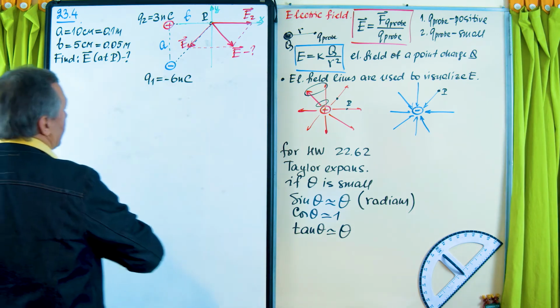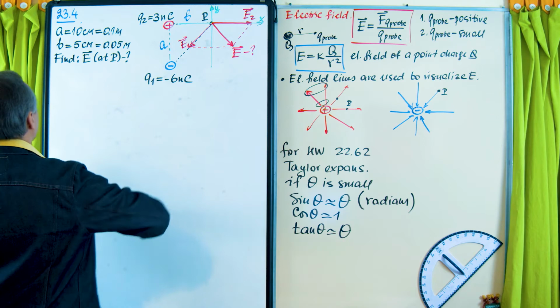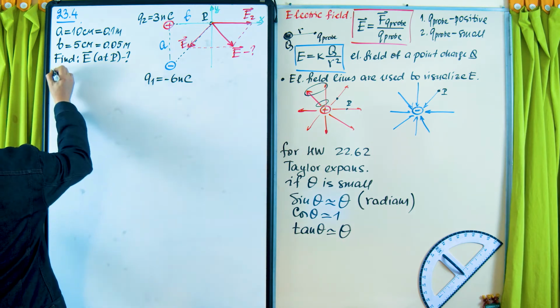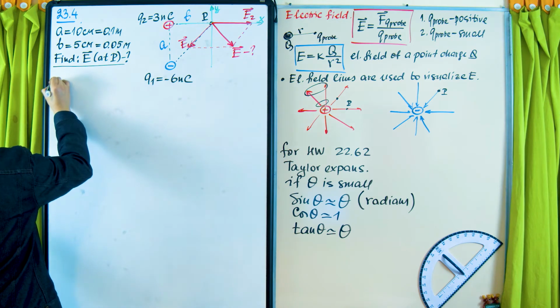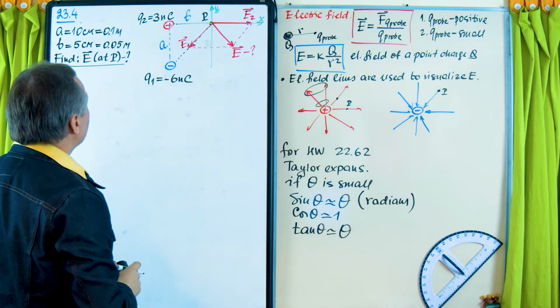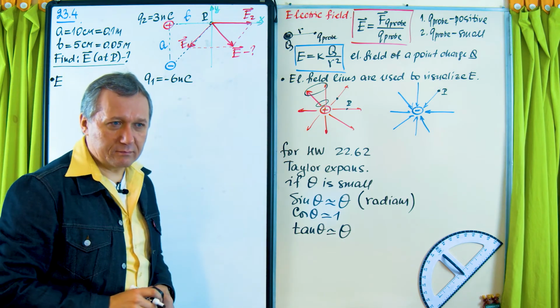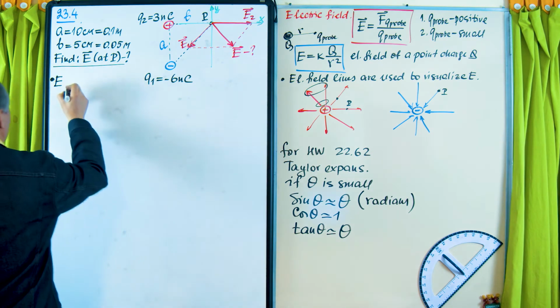Okay, so now after this, let's actually get into the details. Maybe I will draw some line and first small bullet. So let's take care of E2. Why not? Let's start with the positive charge.